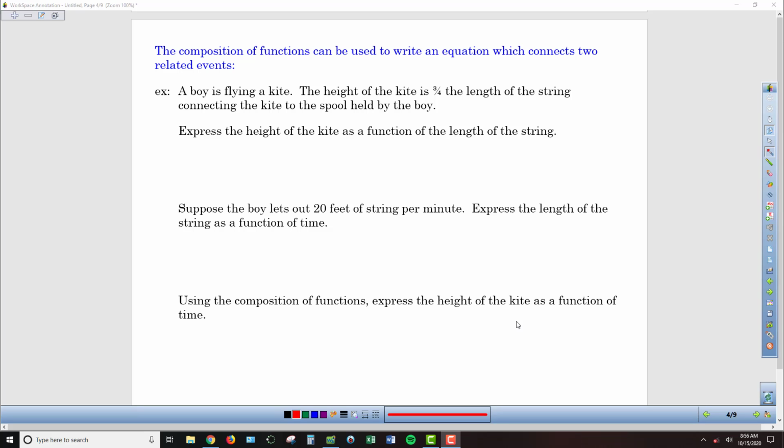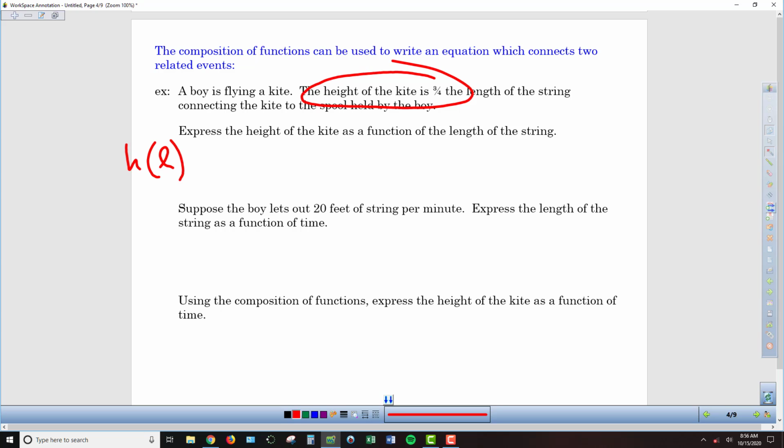So here's an example of an application of a composition of functions. We've got a boy who's flying a kite, and it says that the height of the kite is 3/4 of the length of the string connecting the kite to the spool that's held by the boy. So we want to express the height as a function of the length of the string. So it's going to be h of L.